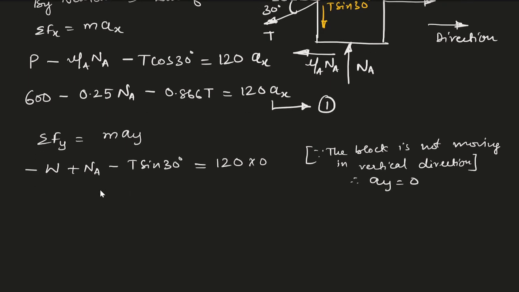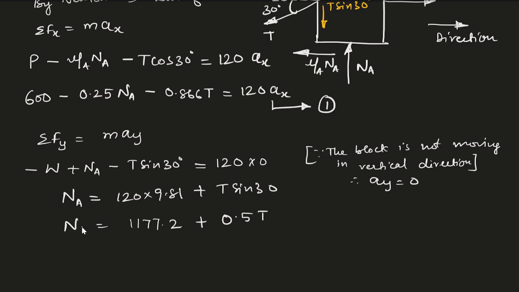So from here we can find out the value of N_A. N_A will be equal to, if you take the minus T sin 30 to that side, it will become positive, W also positive, that is 120 into 9.81 plus T sin 30. I put it in the calculator, 120 into 9.81, I got the value as 1177.2, plus sin 30 is half, that is 0.5 T. This is the value of N_A.